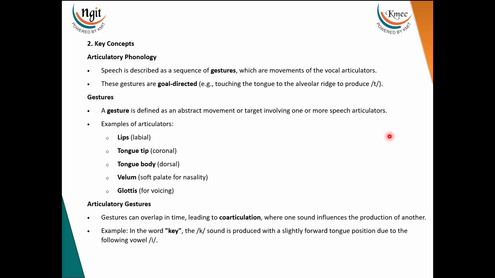The key concepts here: first is articulatory phonology, where speech is described as a sequence of gestures, which are movements of the vocal articulators. These gestures are goal directed, that is, touching the tongue to the alveolar ridge to produce the sound T. So when you say the word T, you can observe your tongue touching the alveolar ridge.